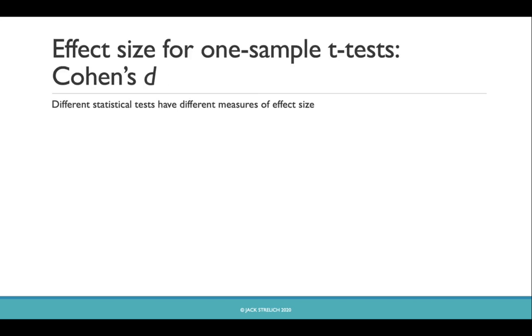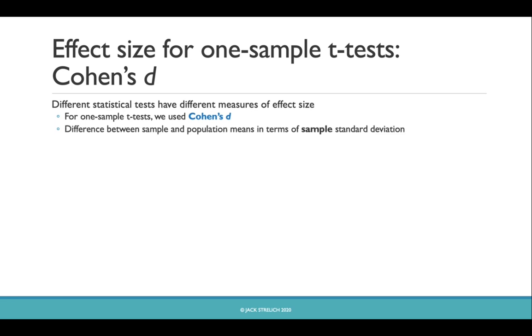Different statistical tests use different measures of effect size. For one-sample t-tests, we use something called Cohen's d. This is the difference between sample and population means in terms of sample standard deviations. So the formula looks like this.